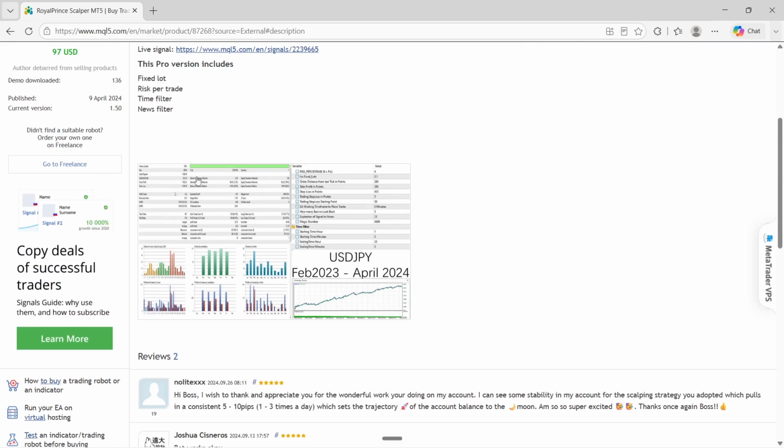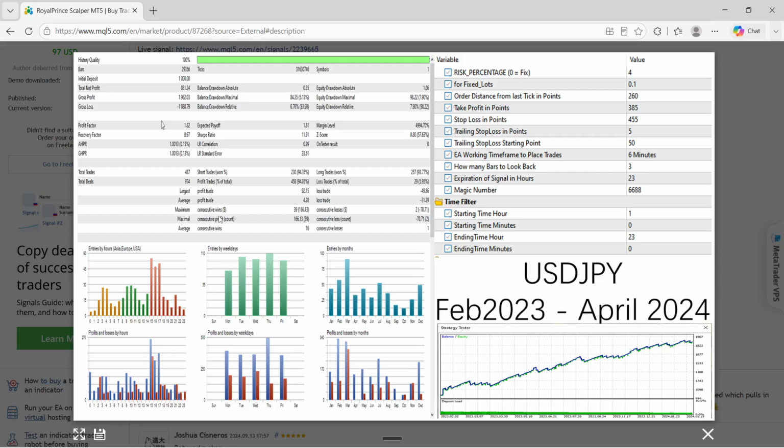Right, so we have some screenshots here from the developer. You can see him doing his test on USD JPY from February 2023 to April 2024. You can see for an initial deposit of $1,000, there was a total net profit of $881, a profit factor of 1.82, and a balance drawdown of just 5.13%.